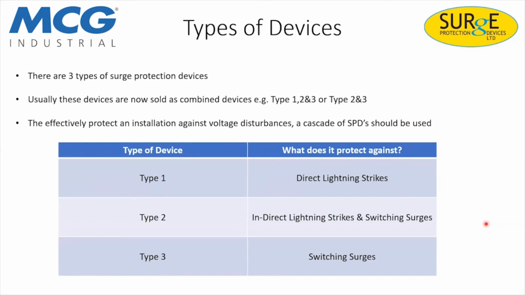So to effectively protect the installation against all these voltage disturbances, we should use a cascade of SPDs. In other words, we use a type 1 on your main incomer if you need it, type 2s on your subs, and then if you have very sensitive electronic equipment like a fire alarm panel or a server rack that you want to protect, you'd usually use a type 3 there.